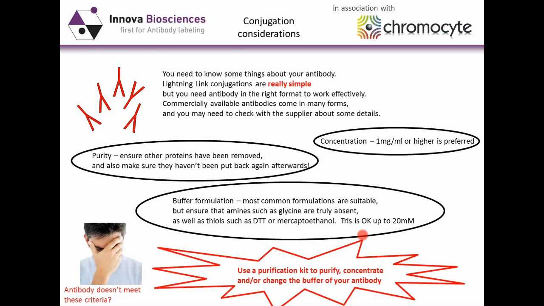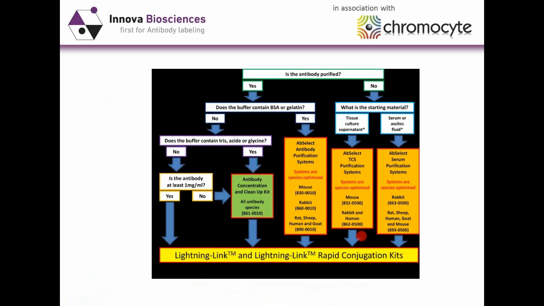Quite often, commercial antibodies might not meet those criteria. And Innova are able to provide you with a purification kit to purify, concentrate, or simply change the buffer of your antibody. And on our website is this flow chart which will help you decide if you need to undertake further purification. So you can check if your antibody is purified, if the buffer contains something like BSA, if it contains amines such as glycine, and whether it meets concentration requirements.